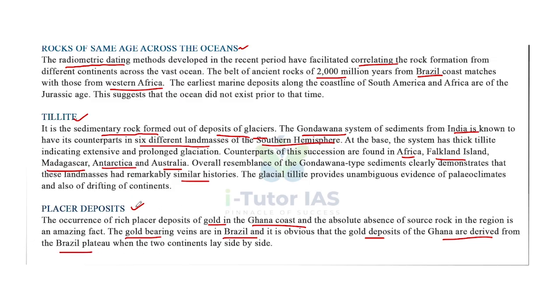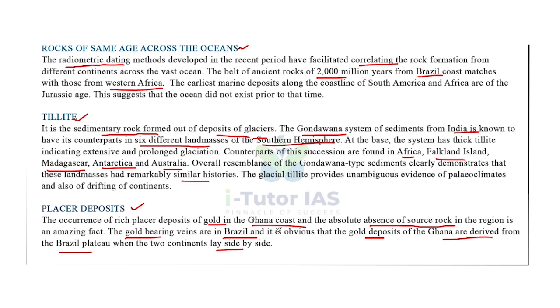Okay, so the third one is the placer deposit, because of the placer deposit of gold on the Ghana coast. And the absolute absence of source rock in this region is the amazing fact. So they considered it once the Brazil plateau and the Ghana plateau are laid side by side.